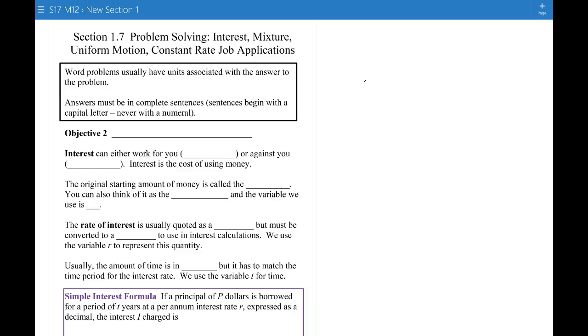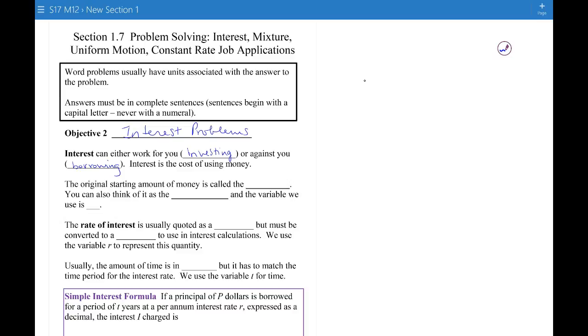So the second objective is going to be to solve interest problems. And interest can either work for you when you're investing or lending money, or against you when you're borrowing money, which is what you're doing when you use a charge card if you don't pay it off completely. So interest is the cost of using money.